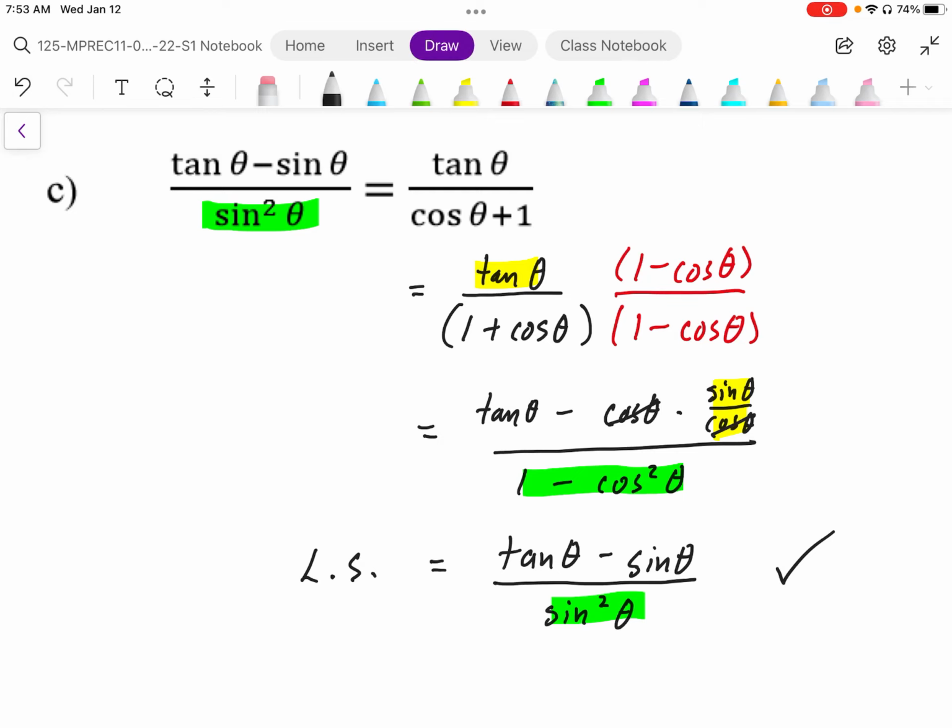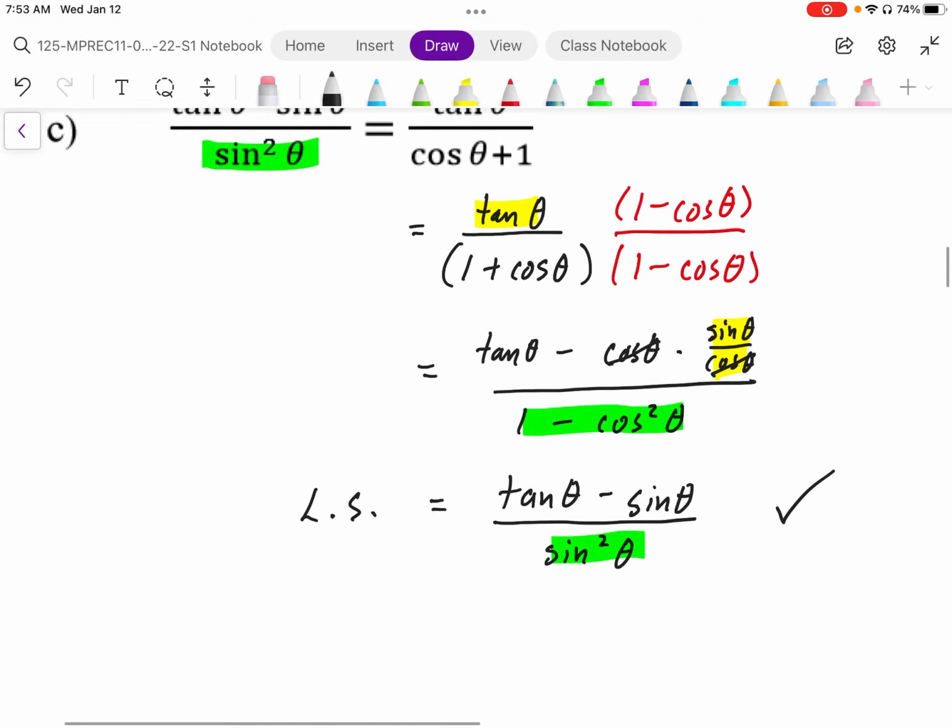Again, it's important to note that there are many, many different ways to do this. I could have done this entirely on the left-hand side. In this case, I did it entirely on the right-hand side. I could use different identities. There's infinite ways to do this. As long as you don't make up some identities that don't actually exist, it will eventually work out.